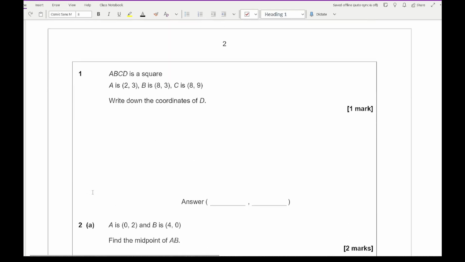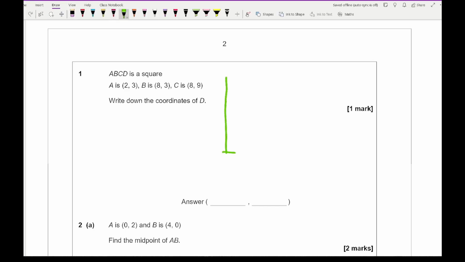So looking at question 1, it says ABCD is a square, A is (2, 3), B is (8, 3), and C is (8, 9). Write down the coordinates of D. This question is only worth 1 mark, so it should be relatively quick. But if you are struggling to get to grips with this, do not be afraid of simply drawing a mock set of axes and plotting where you think certain points would be.